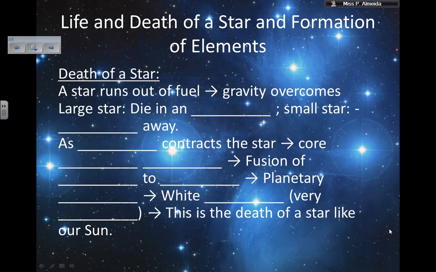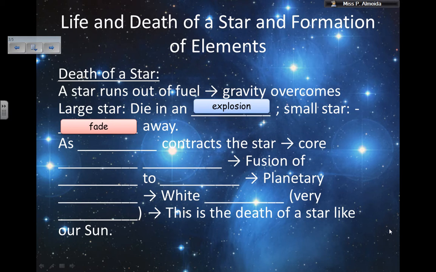So after the star has fused all the hydrogen into helium, the star does not have enough pressure to counter the gravity. So what is going to happen is that the stars, once they run out of their fuel, are going to die. Now, depending on the mass of the star, they are going to die in different ways, okay? So if they are a large star, they die in an explosion. If they are a smaller star, like the sun, they will fade away slowly, okay?